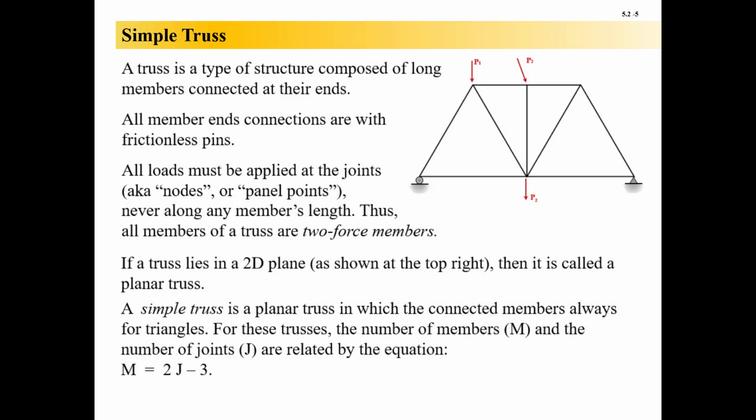Okay. For these trusses, the number of members, M, and the number of joints, J, are related by the equation M is equal to 2J minus 3. So that's just always going to be true for a simple truss.